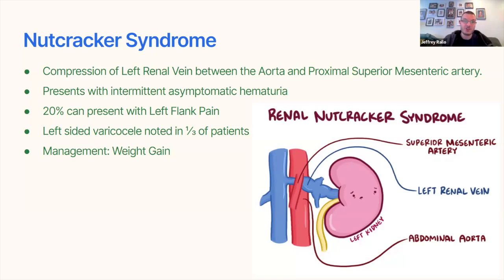And your management for it is just weight gain. So you have more intra-abdominal fat so that the vessels aren't squeezing as much. You basically have more fluff to give the vessels space.